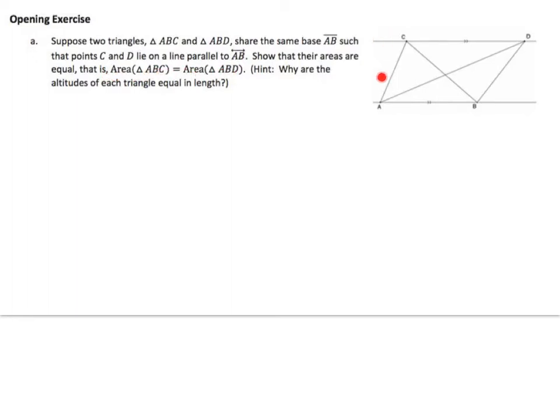Okay, we can agree that these parallel lines are equal distance. So I'm actually going to try this. Nope. It's hard to draw very exact on here. There is my altitude. And there is my altitude. I wrote that perpendicular sign on the bottom on purpose. So the altitudes of each triangle are equal in length.